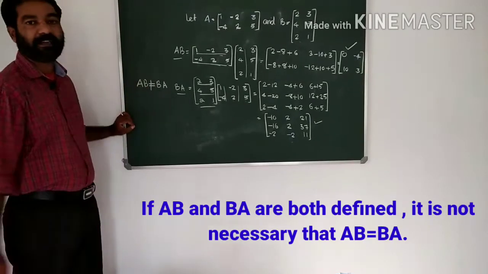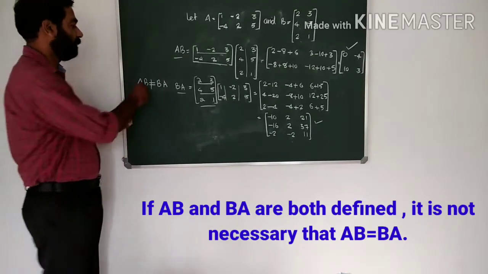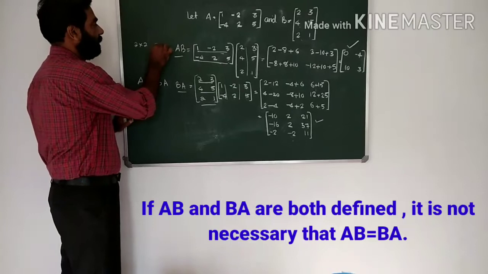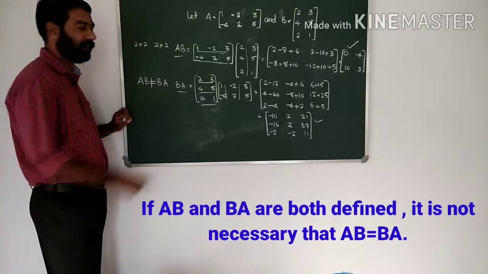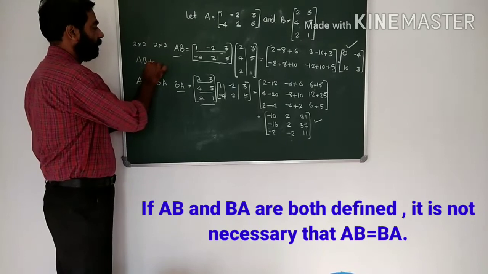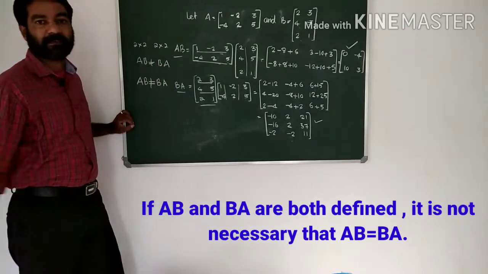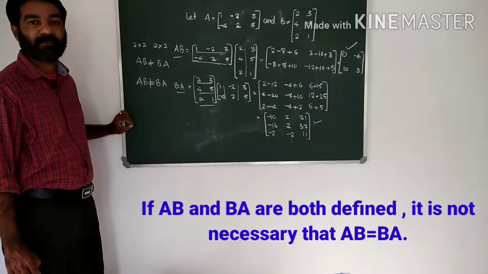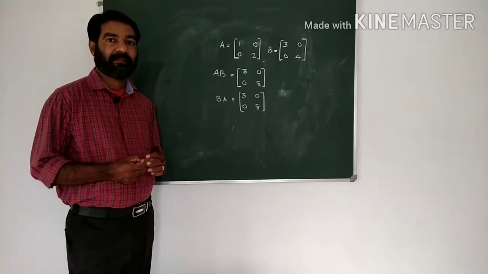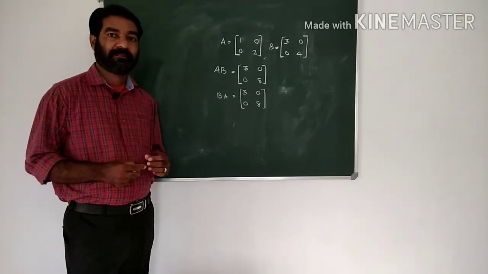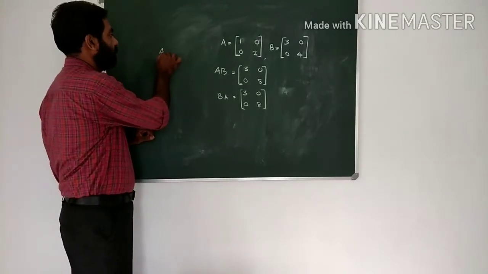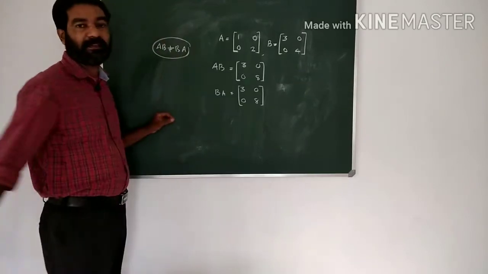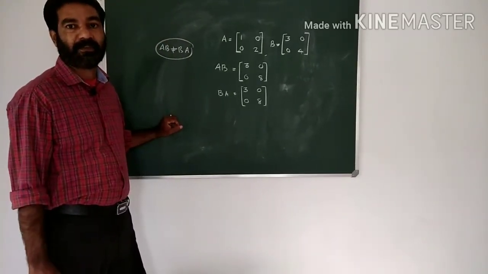AB is defined and BA is also defined, but AB is not equal to BA. Sometimes AB is a 2 by 2 matrix and BA is also 2 by 2, but still AB is not equal to BA. That means matrix multiplication is not commutative. Remember that matrix multiplication is not commutative. In the previous example, I showed you AB is not equal to BA. That means matrix multiplication is not commutative.